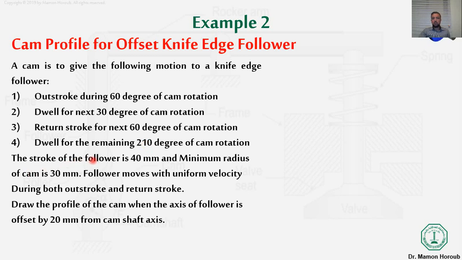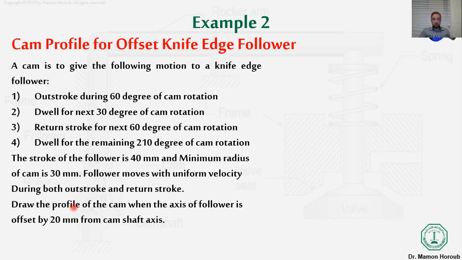The stroke of the follower is 40 millimeters, so the maximum lift of the follower is 40 millimeters, and the minimum radius of the cam, which is the base circle, equals 30 millimeters. The follower moves with uniform velocity during both outstroke and return stroke. So for both the rise and the fall, we follow what we call uniform motion, or constant velocity.